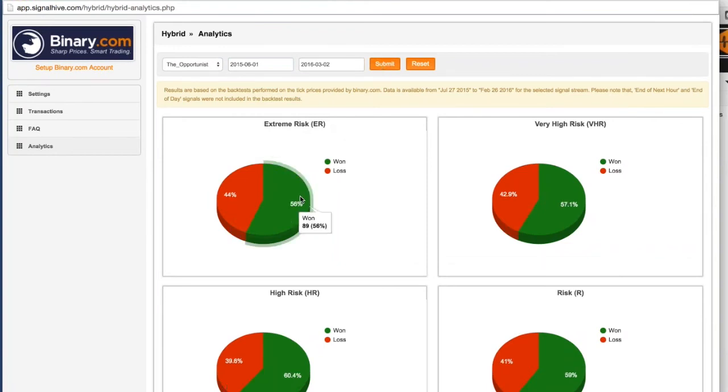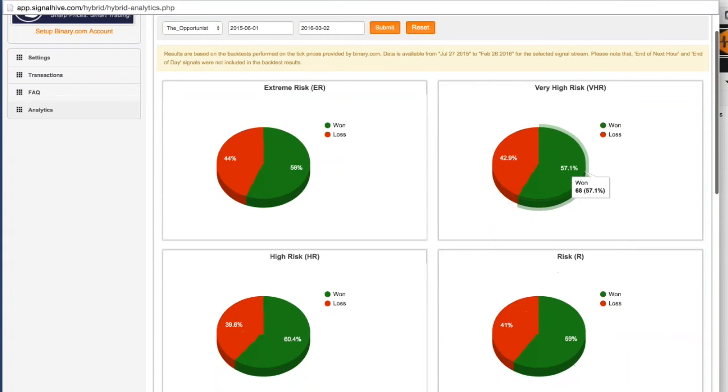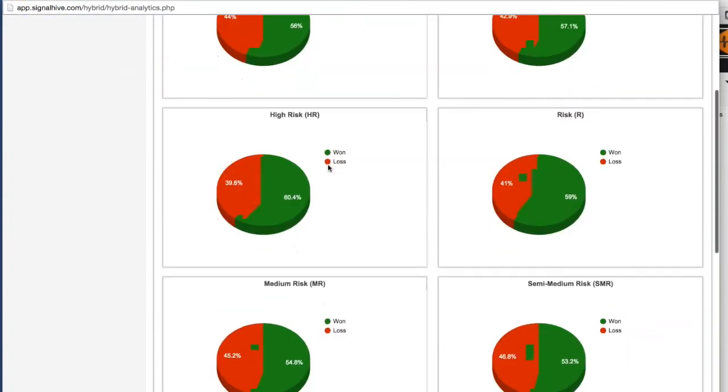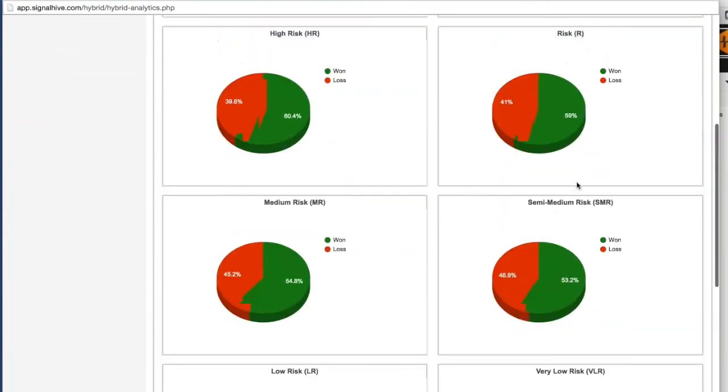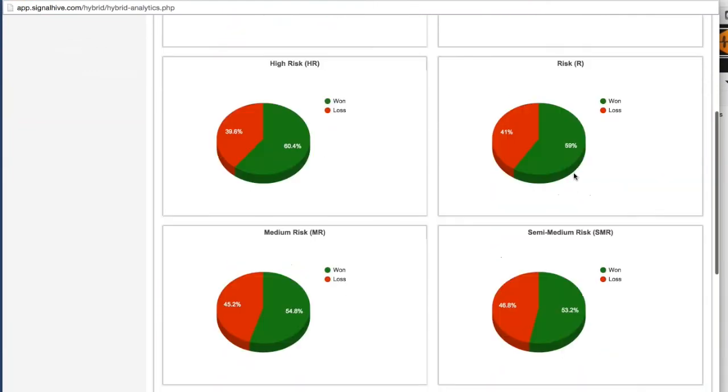With ER, it doesn't really help. With VHR, it kind of gets you to break even. But on HR, there is a glimmer of hope, a 60% win rate. But then you need to decide if a 60% win rate on HR or R is kind of doing its bidding for you, right? That's something you need to realize and work out. It's not an answer we can give you.